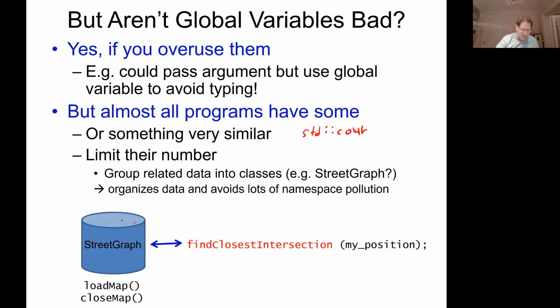So if I make some class called street graph and I make an object of type street graph, my load map and close map basically create it, and my find closest intersection can now access it. And we can use that to speed up any API call we want by loading appropriate data in load map. I see a question: what do we have inside this global class? That's up to you, right?